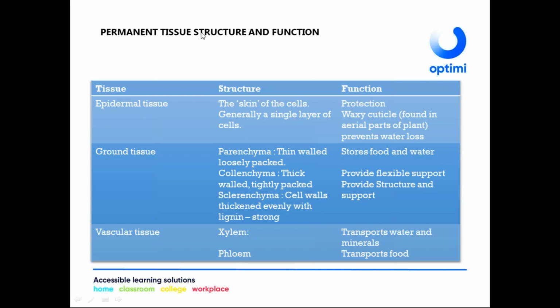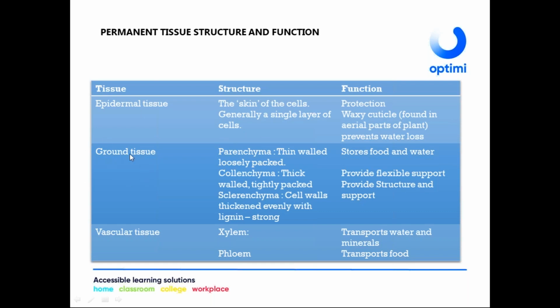So let's look at the tissue in more detail. We have 3 types of permanent tissue: the epidermal tissue, the ground tissue, and the vascular tissue. The epidermal tissue, also known as the skin of the cells, is for protection. The wax cuticle, also found on the epidermal tissue, is there to prevent water loss from the plant. The epidermal tissue is usually just a single layer of cells, and the waxy cuticle plays a huge role in preventing water loss.